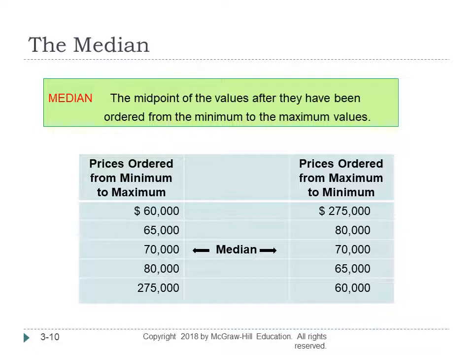Here is an example. We have 5 data values in dollars. The 5 data values are sorted in the left column from the smallest to the largest. There are 5 values, so the third value, 70,000, is the median. This is the middle value because there are 2 values below it and 2 values above it. You get the same result if you sort it from maximum to minimum, but normally it is sorted from minimum to maximum.